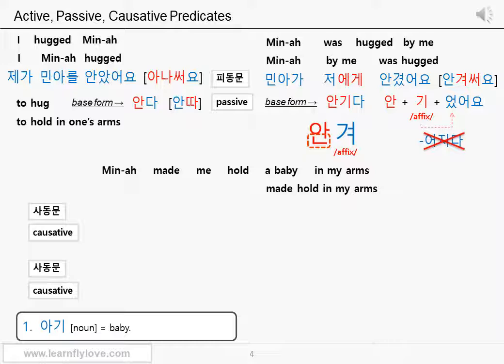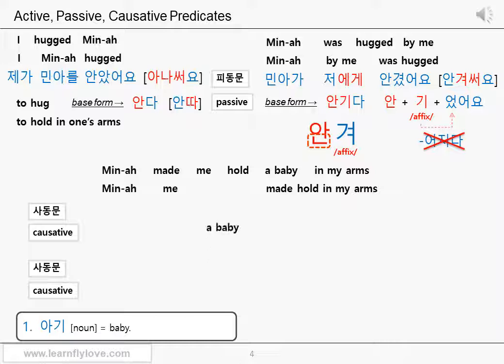Yeah, it will be one causative verb in Korean, actually. Let's rearrange the words first. 민아 comes first. And then let's put the object of the English causative verb make right after it. Me. It's not important if it's called object or omelette in English. It's the one who is made to hold a baby by the subject Mina.